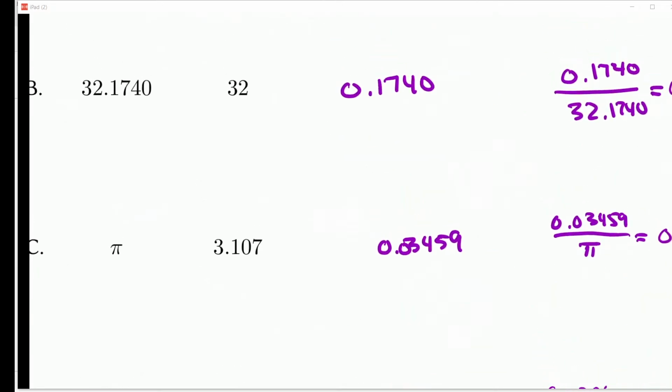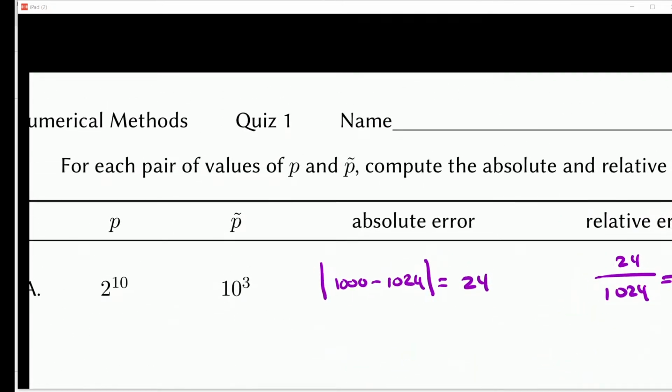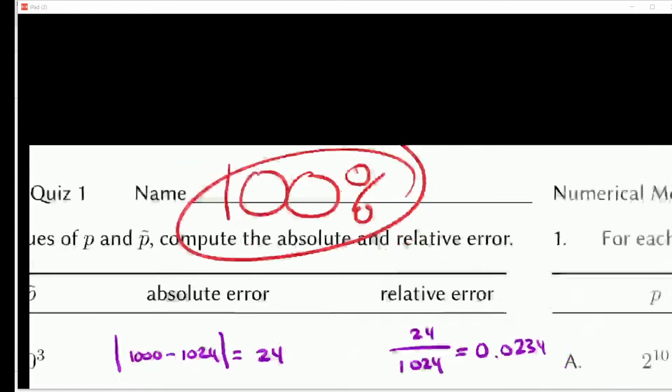So hopefully you have something similar and you get 100% on this, because it is our first quiz. Even if you don't have 100%, that's okay. You probably got close to 100%.